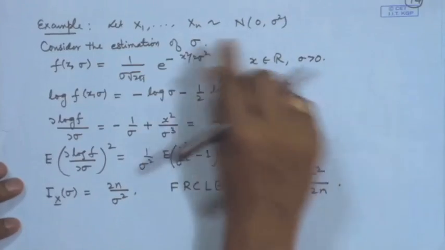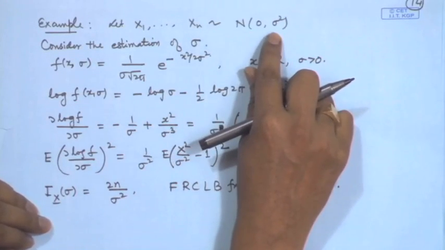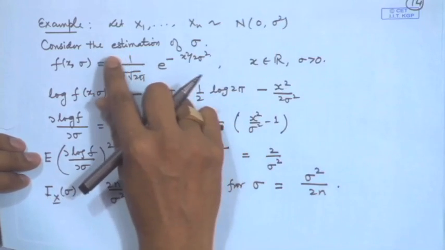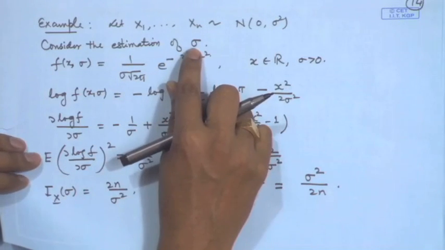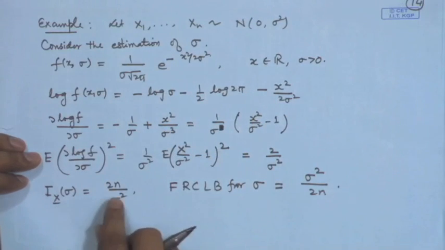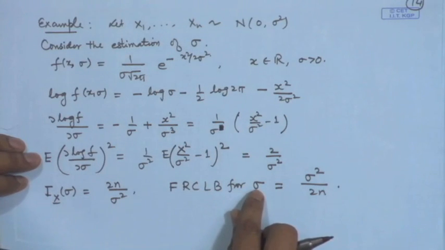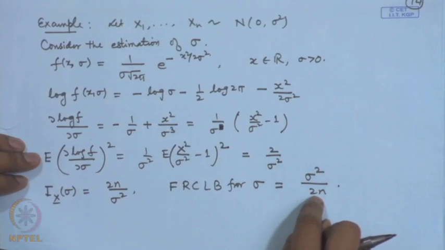In the last class I discussed one example. Let me continue with that example. We have a random sample from the normal 0, sigma square distribution, and we are considering the estimation of sigma in place of sigma square. What I showed in the last class is that the Cramér-Rao lower bound for estimation of sigma is sigma square by 2n.